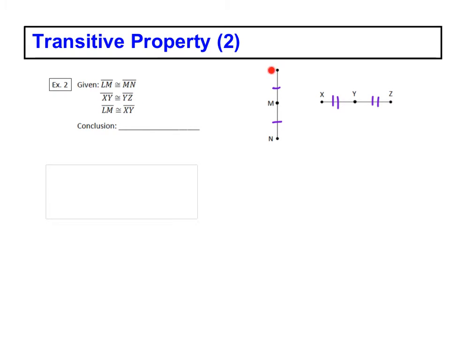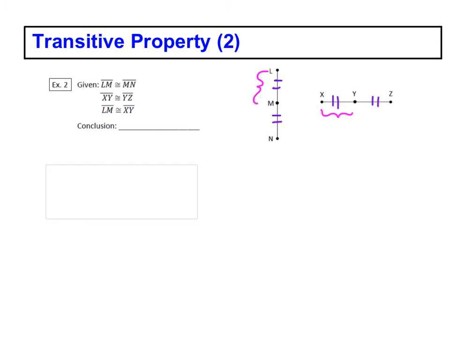Well, here's LM right here, and here's XY. So those two are congruent, which means they should have the same congruency marks. So I'm going to go ahead and add a second congruency mark to LM. Well, we also know that LM is congruent to MN, so I'm going to add a second congruency mark to that as well. So now basically we have 4 congruent segments up there.